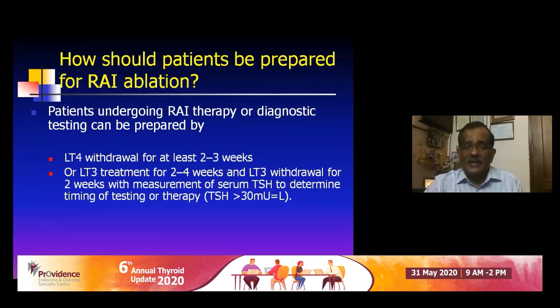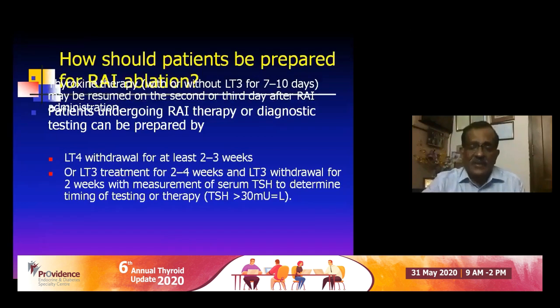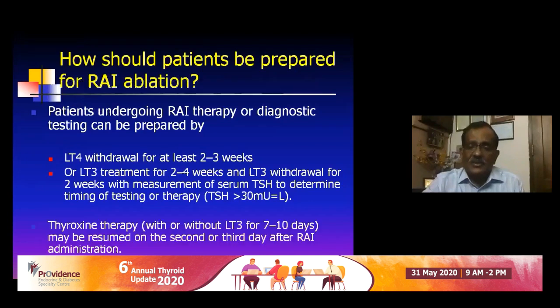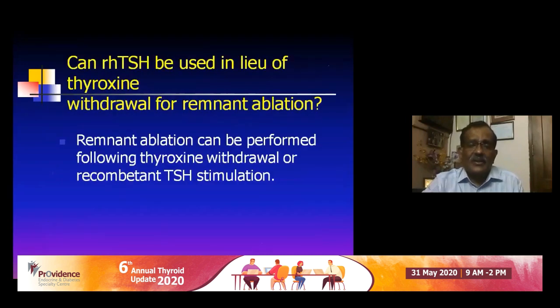And the TSH must be more than 30 milli-international units before you give radioiodine ablation. And the thyroxine therapy with or without LT3 for 7 days may be resumed on the second or third day after the radioiodine administration. Can recombinant human TSH be used instead of thyroxine withdrawal?